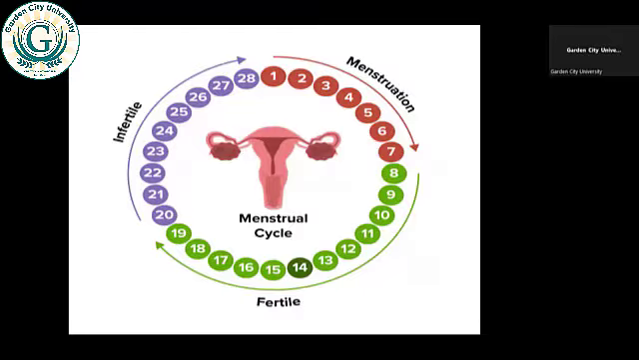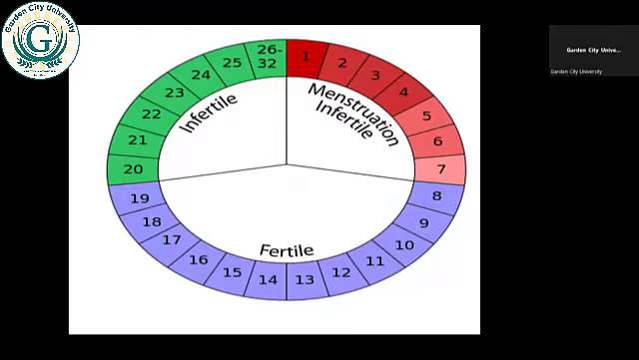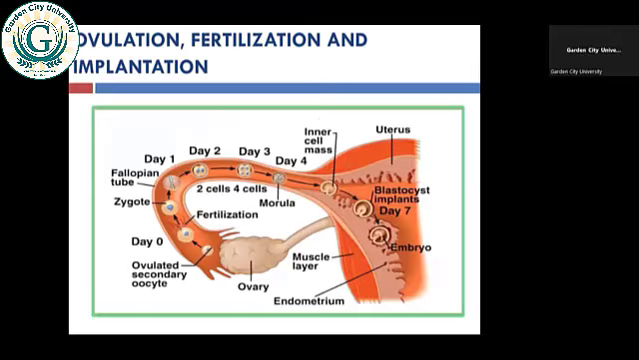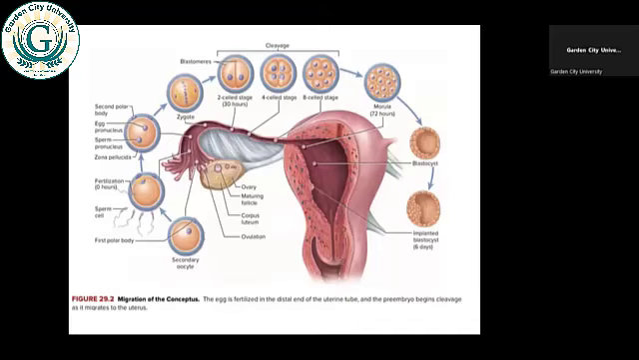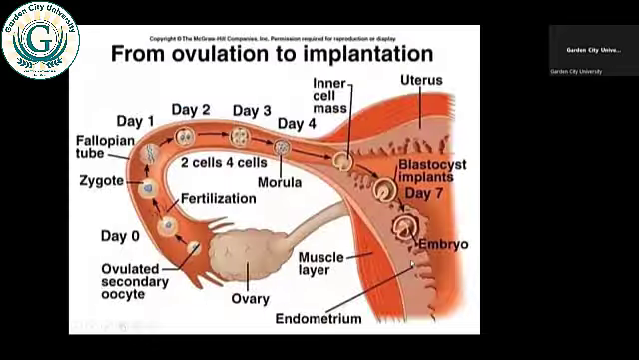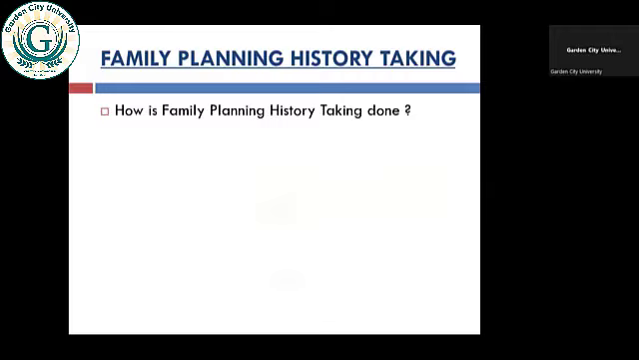We also discussed the menstrual cycle, and then implantation, and then how the family planning history is done. So go and carry out your assignments, write it in your book. Also write out the factors that affect population growth.